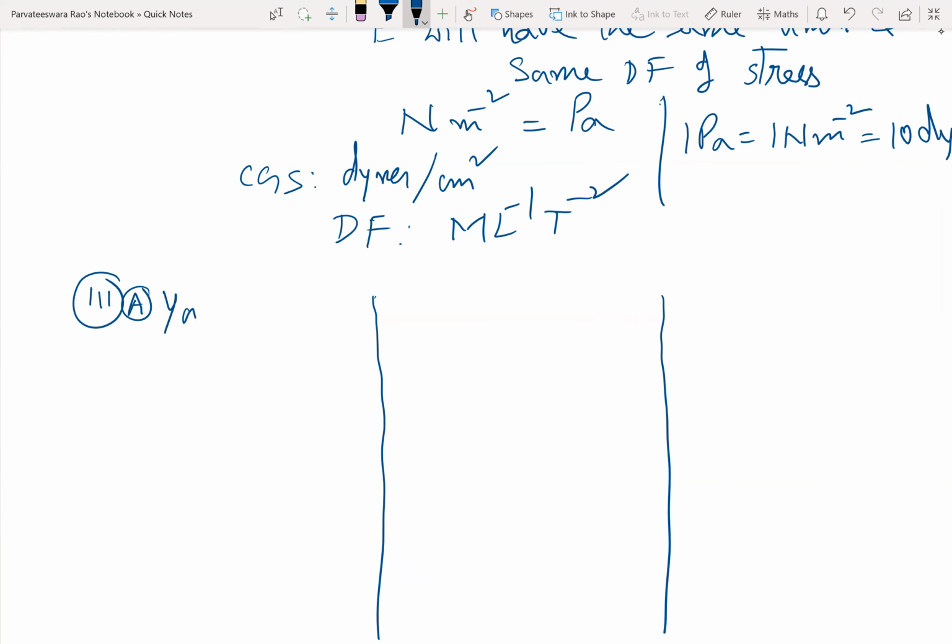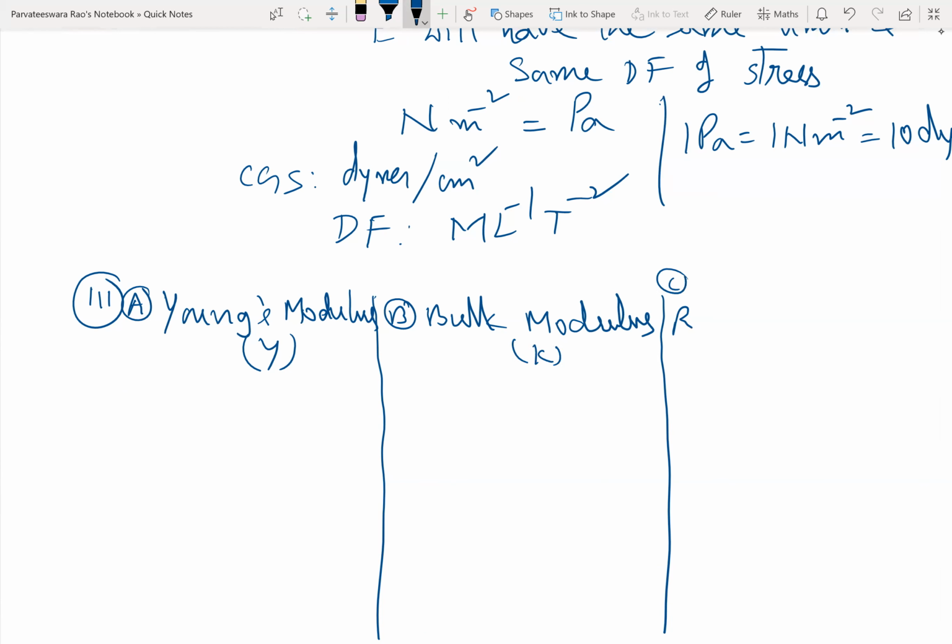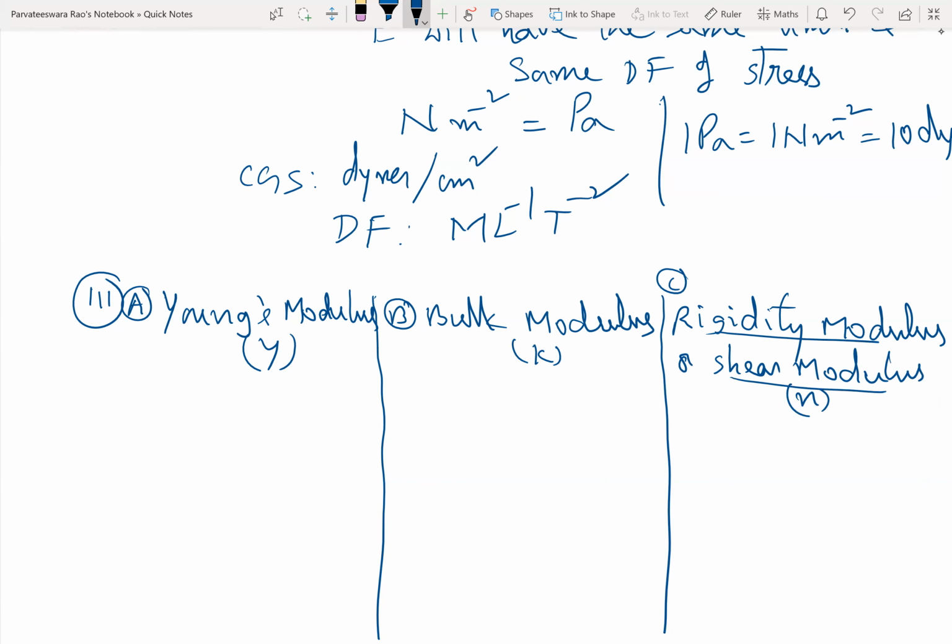It was named after Thomas Young, who experimentally determined the Young's modulus of a wire. So Young's modulus, represented by Y; bulk modulus, represented by K; rigidity modulus, or shear modulus, N. So these are the three different moduli.